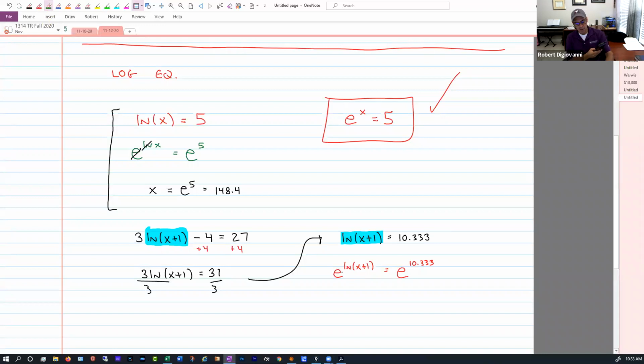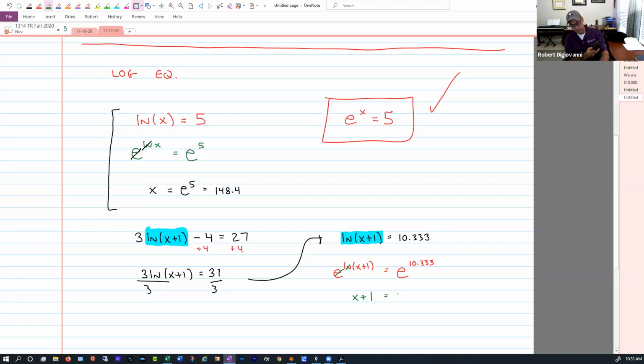The natural log, what's that? Is that a question? No? The natural log and the e kill each other off. We're left with what was inside that natural log, which is the x plus 1. And then on the right, we're going to get a huge number. I hope your calculator doesn't freak out.